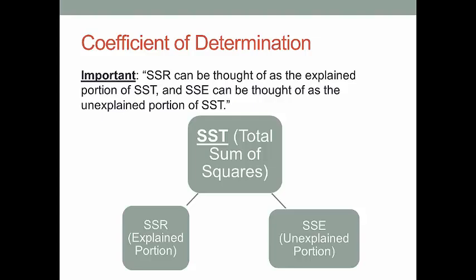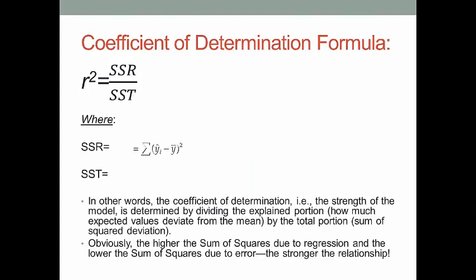So you're probably thinking, who cares? Why is this important? What does this have to do with r squared? What it has to do with it is r squared is equal to the sum of squares due to regression divided by the total sum of squares. And so once we find SSR and SST and divide the two together, this gives us our r squared value.